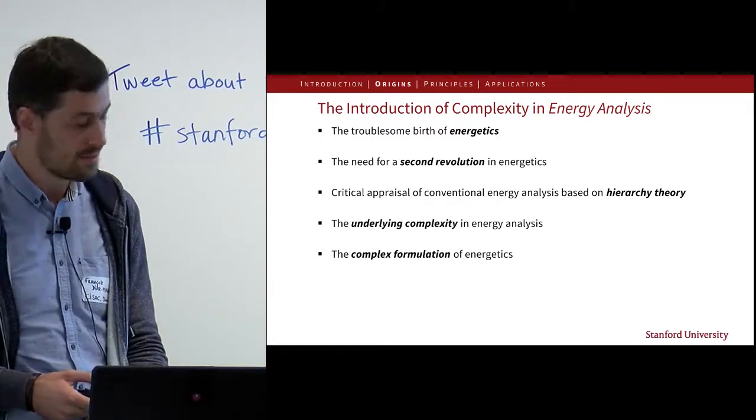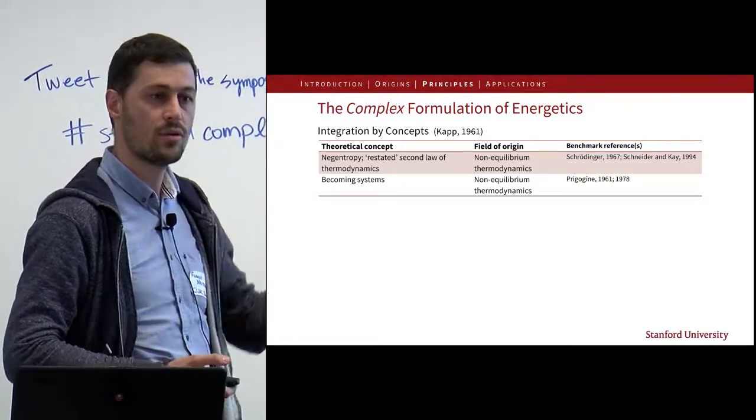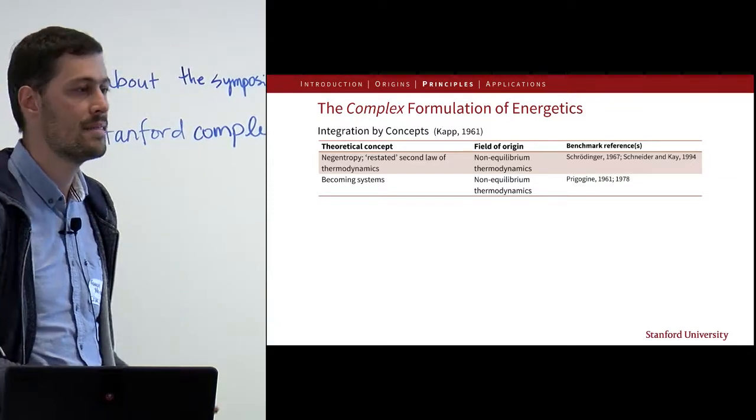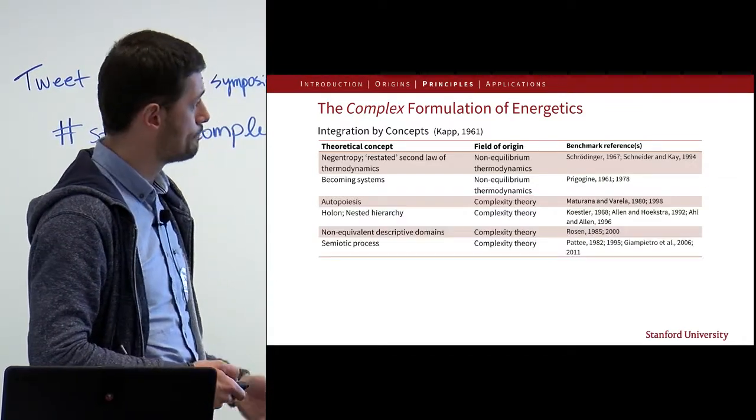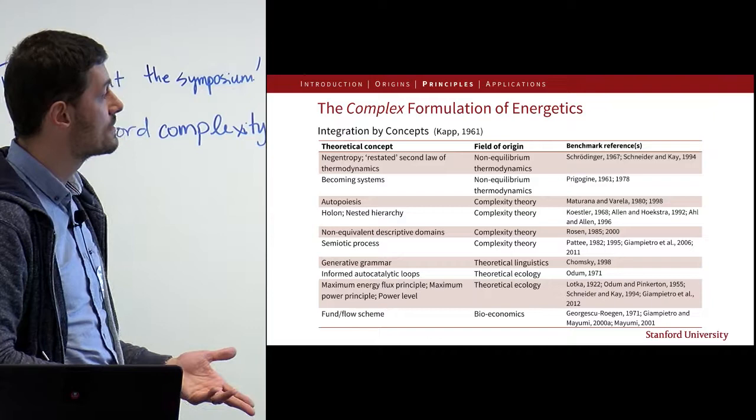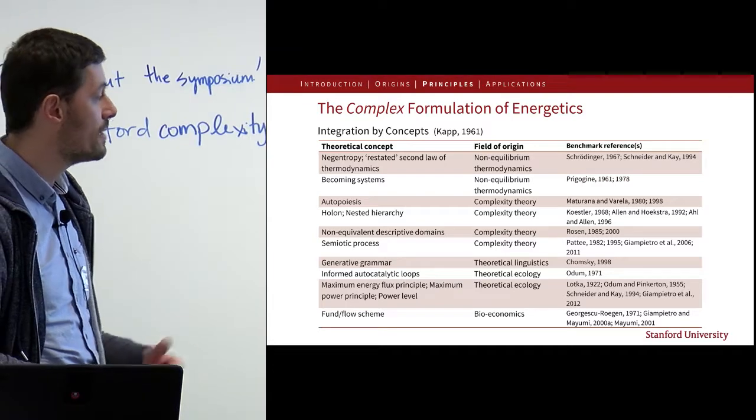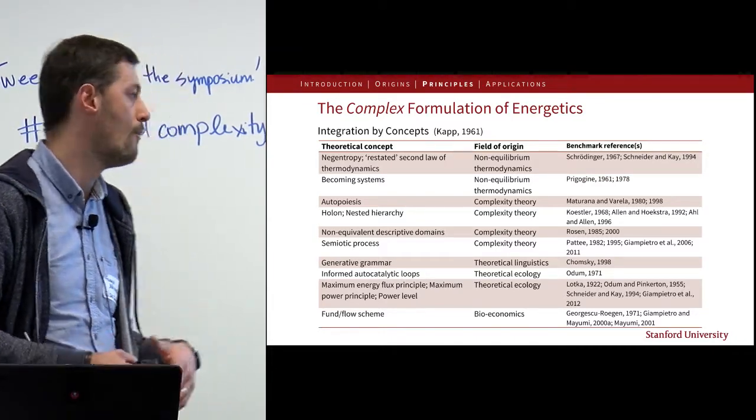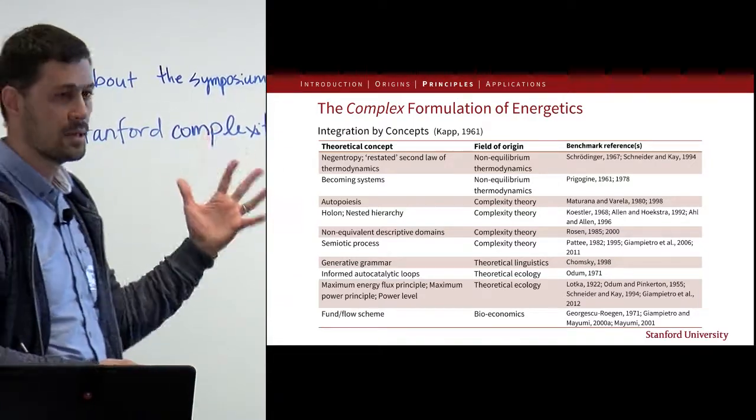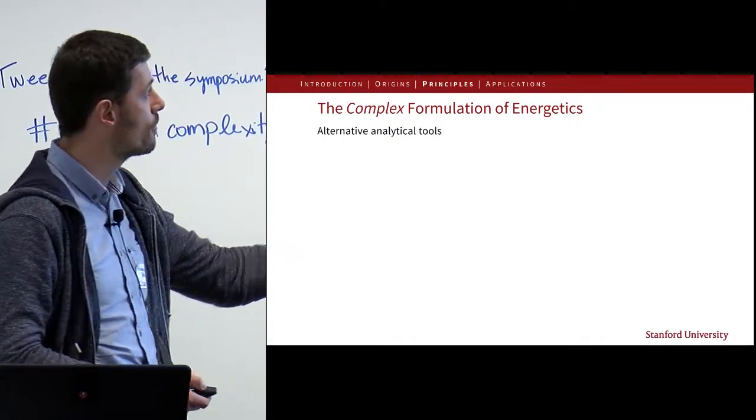This led thereafter to the complex formulation of energetics. This was done through an integration of concepts mainly coming from various fields linked to complexity theory, from non-equilibrium thermodynamics, and from other fields such as even linguistics, with Chomsky's work on generative grammar, and from theoretical ecology and bioeconomics, with Georgescu-Roegen's fund-flow scheme, which I was referring to earlier. All those concepts were translated later into alternative analytical tools. I will show you four of them here.